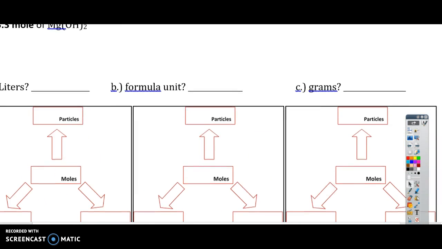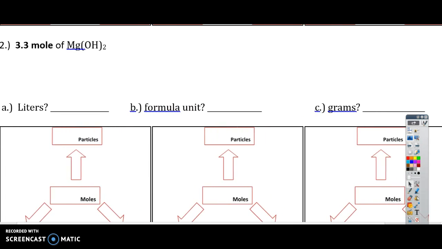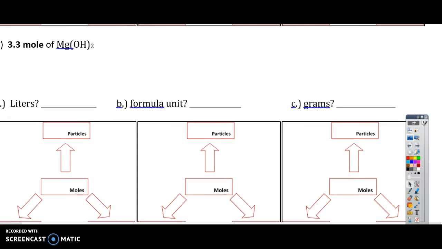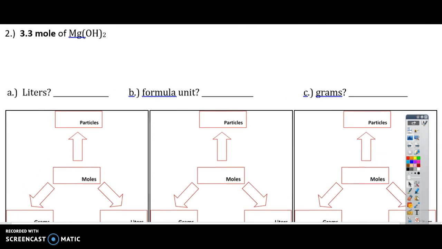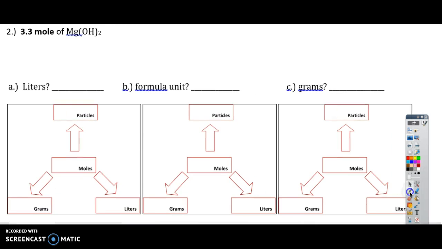Okay, so let's see. They give us moles. So this one, we're starting with moles, which is great because from moles we can go anywhere. We can go to particles, we can go to grams, or we can go to liters. And they want us to go to liters. So automatically, as I go through the map, I can start with 3.3 moles.